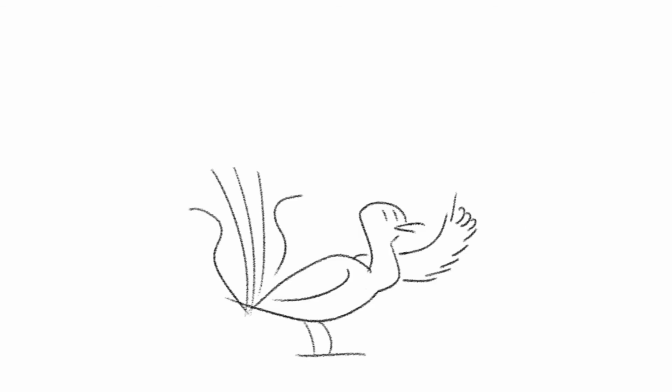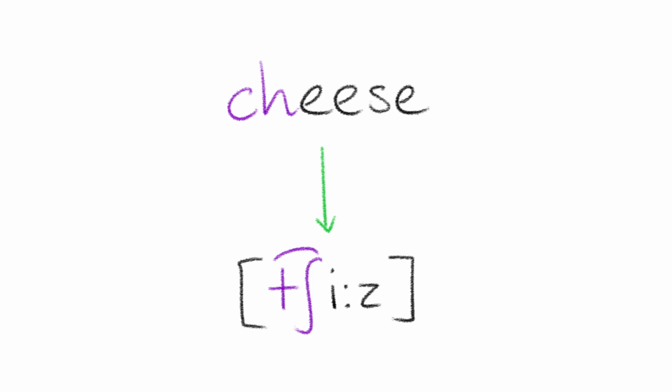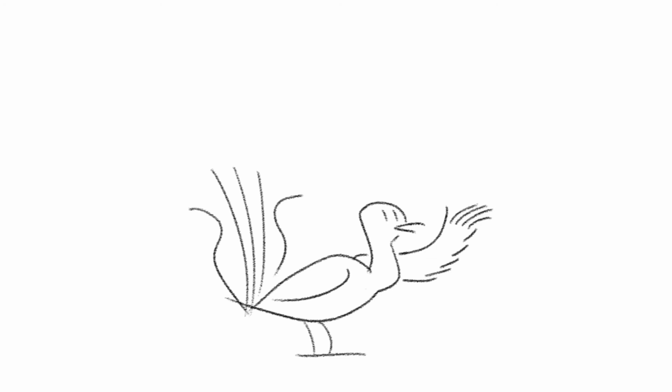And it also doesn't matter how a certain sound is written in your own language. In English, ch is usually written as ch, but in IPA it would be written like this. I know that might look very impractical, but the IPA isn't meant to be a practical writing system, it's just a tool for scientific study.